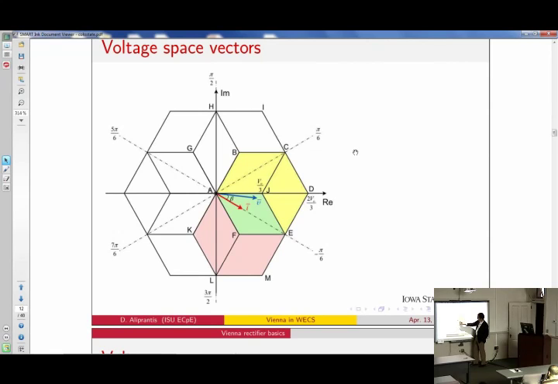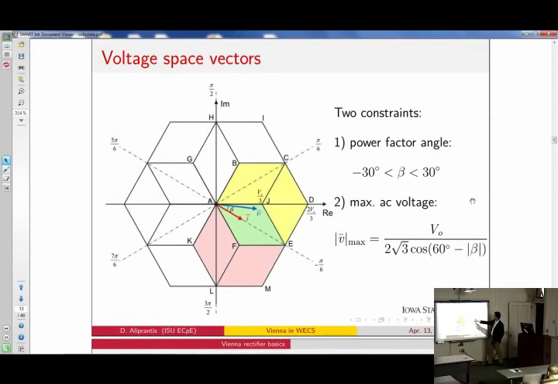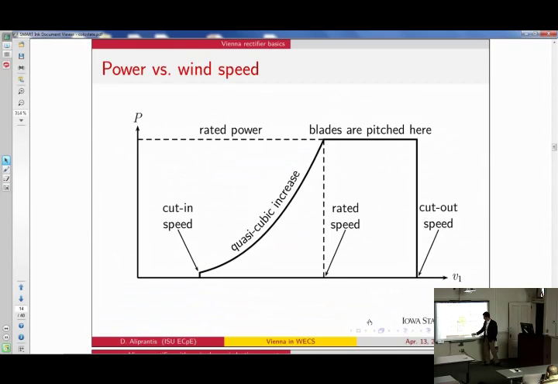So if, for example, you're at this angle here, beta, the maximum voltage that you can get out of this thing lies on this straight line there. Okay? So you have 2 constraints. Mathematically, the first one is that beta needs to be between plus minus 30 degrees. And for Vmax, there is a relationship that depends on the cosine of beta. Okay? So let's keep these things in mind, because it will affect the operation of this topology.